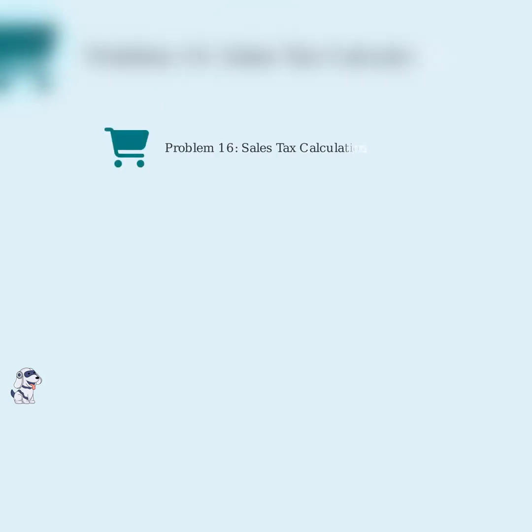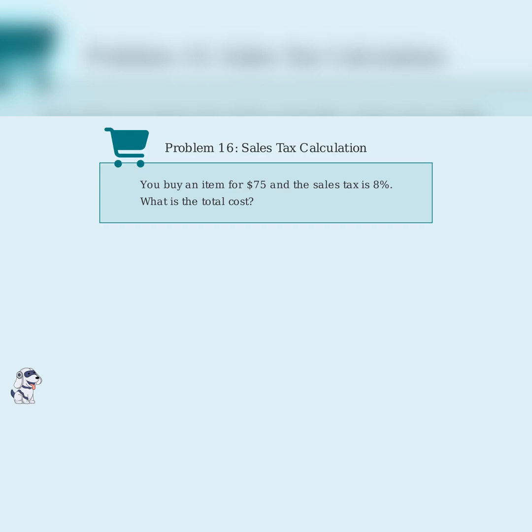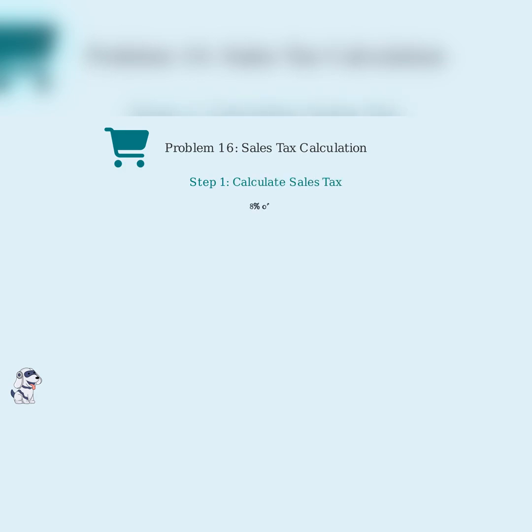Here's a real-world application of percentages. We need to calculate the total cost of an item when sales tax is added. We have 4 possible answers to choose from. Let's work through the calculation step by step to find the correct total cost. First, let's calculate the sales tax amount. We need to find 8% of $75. Converting the percentage to a decimal and multiplying. 8 divided by 100 equals 0.08, and 0.08 times 75 equals $6.